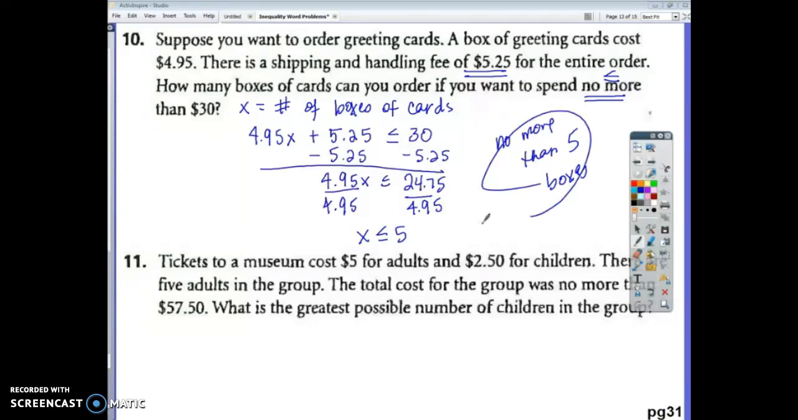Okay, tickets to a museum cost $5 for adults and $2.50 for children.